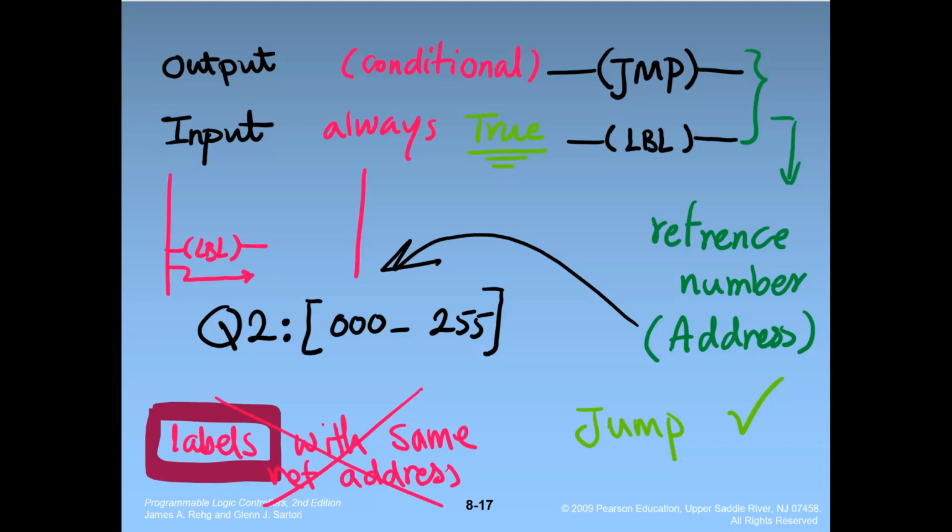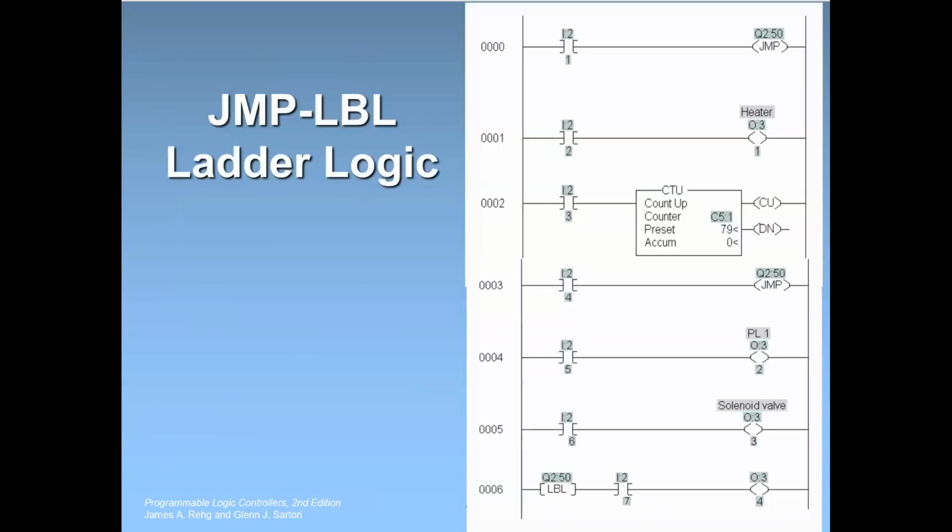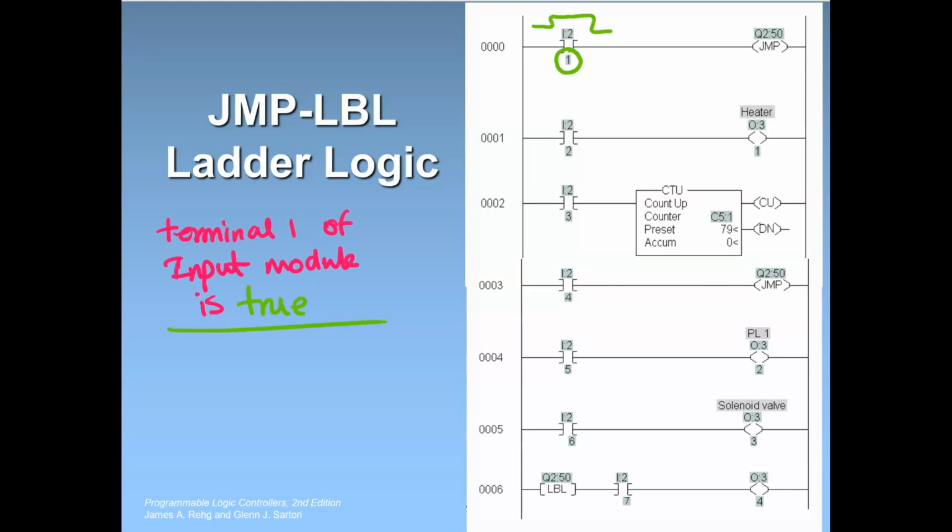Now let's take a look at this particular program that I have here. Let's assume that terminal 1 of our input module is true. Then we have continuity over this instruction. So it means that the jump instruction will be active. So the jump will be active. Rung 1 will be executed.